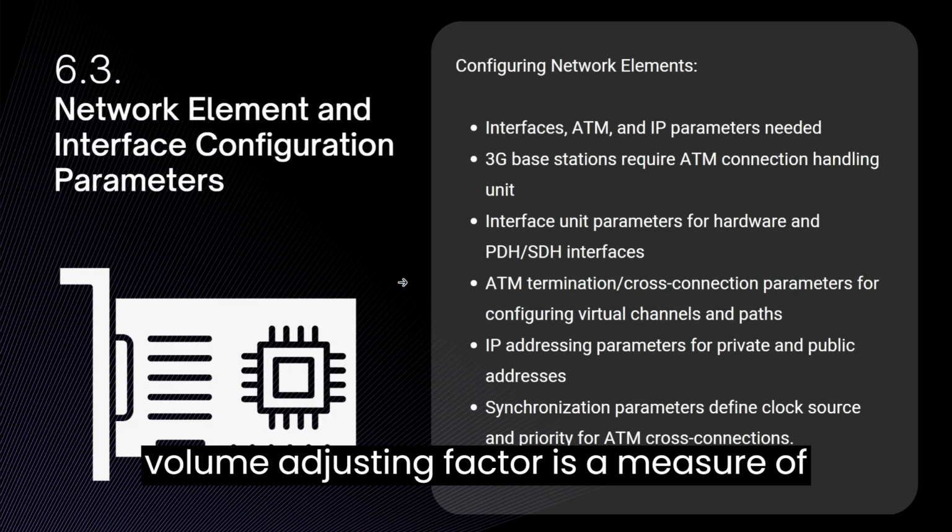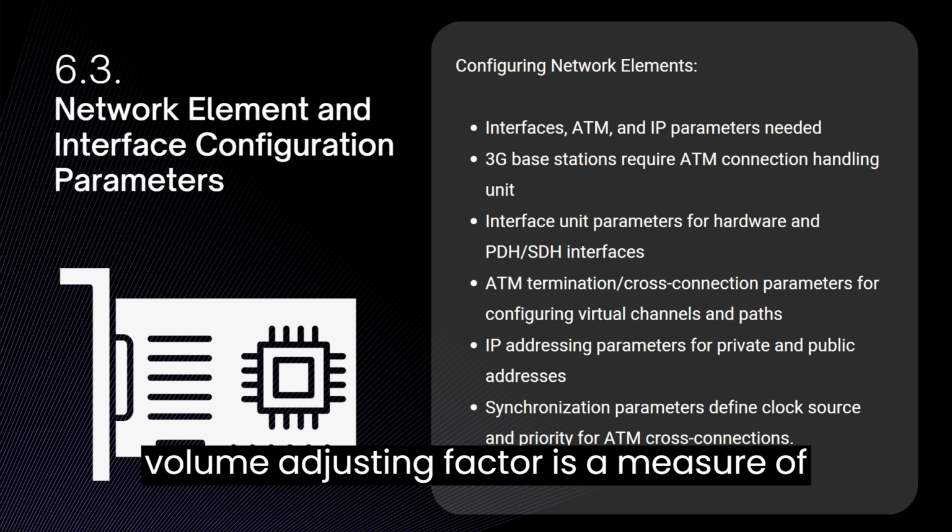Six point three, network elements and interface configuration parameters. To configure network elements, many parameters related to interfaces, ATMs, IP, and etc. are needed. So every base station in 3G networks requires a unit that handles ATM connections. This unit can be integrated with the base station or standalone, but requires parameter planning.